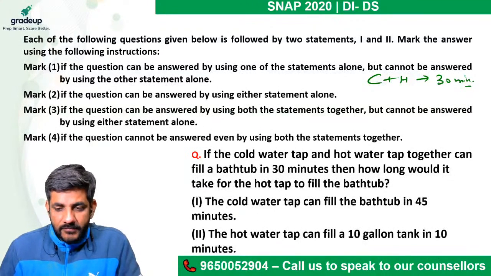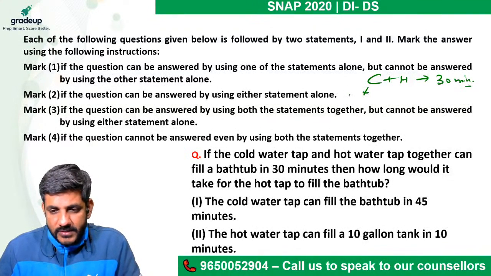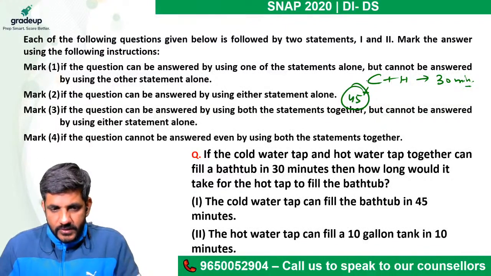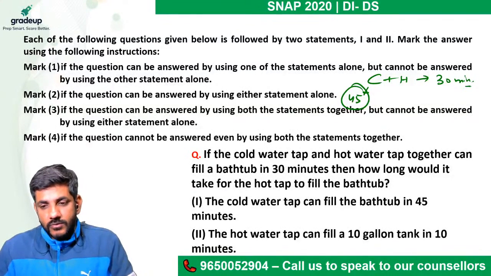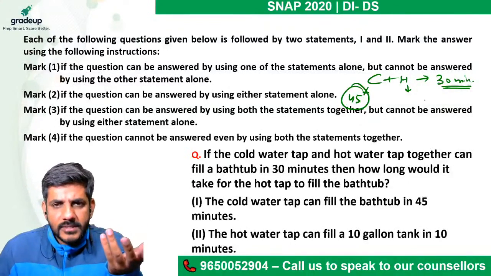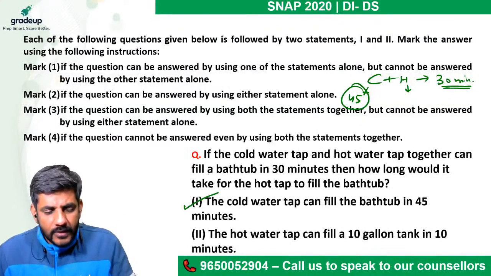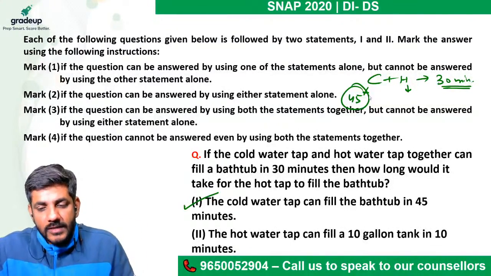The cold water tap can fill the bathtub in 45 minutes. So this alone can fill in 45 minutes. Together they can fill in 30 minutes. I can figure out in what time the hot tap can fill it. So therefore statement 1 is sufficient to answer my question.